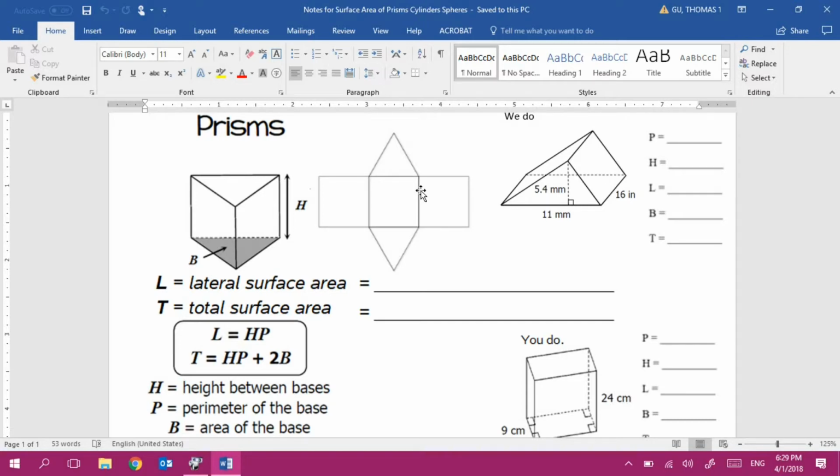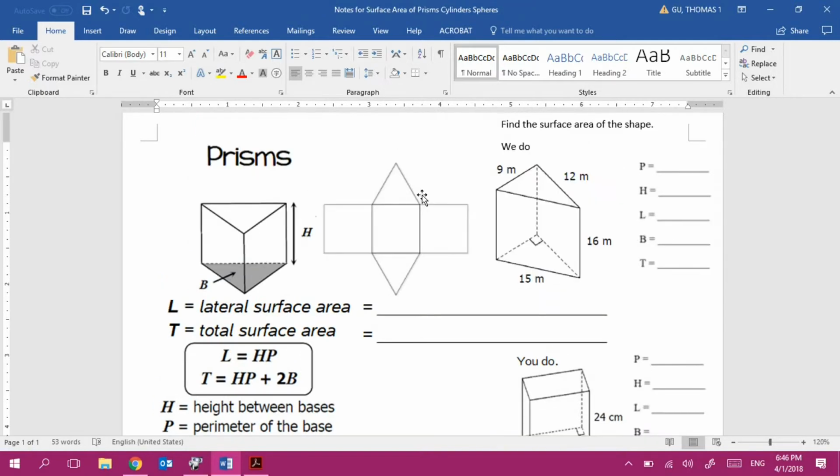Today we're going to be going over surface area of 3D objects. We've already gone over area of different shapes. We've gone over area of regular polygons. Today we're going to be going over surface area, which is the total area of the surface of a 3D object. It's going to be surface area of prisms, cylinders, and spheres. So let's hop right into it.